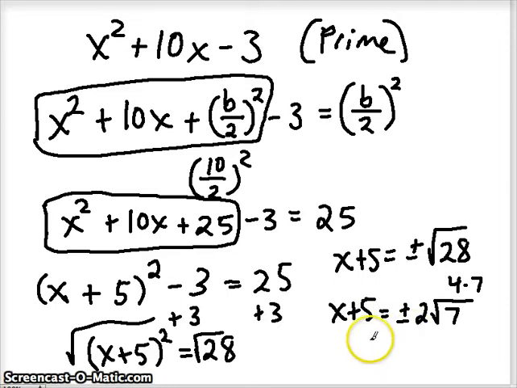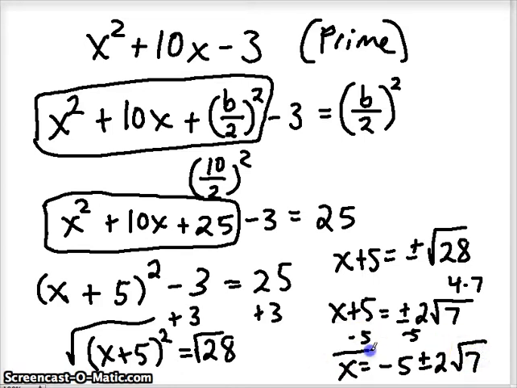Well, we just have one more step to solve for x. If we subtract 5 from both sides, we get x equals negative 5 plus or minus 2 times the square root of 7. There's our solutions. That's what x equals.